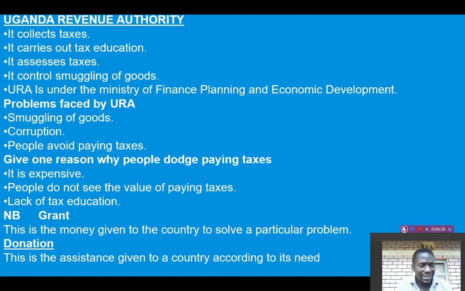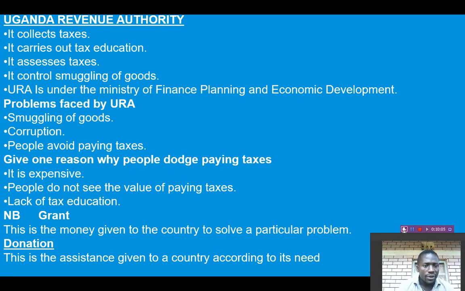One, it collects taxes. Two, it carries out tax education, goes sensitizing people what they are supposed to do, what are the importances of paying taxes, and people know why they are paying taxes, because some Ugandans fear taxes. They even reach an extent of hiding in the bush because they want to ask them to pay taxes. It assesses taxes, checks how much they have collected, how they should spend it.